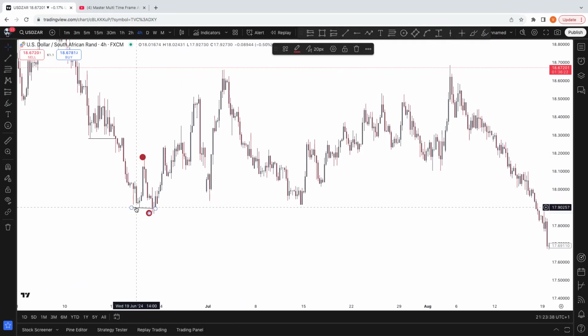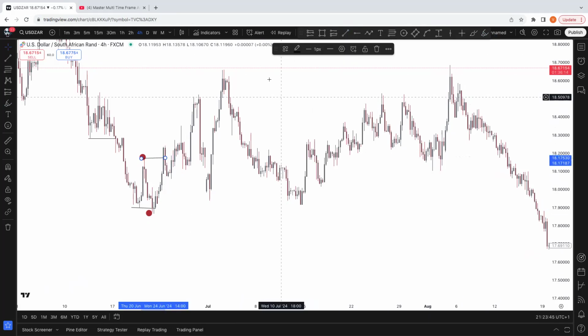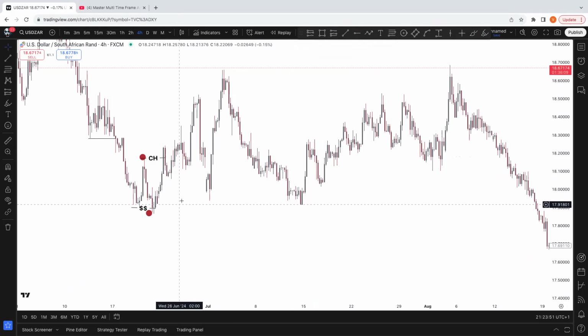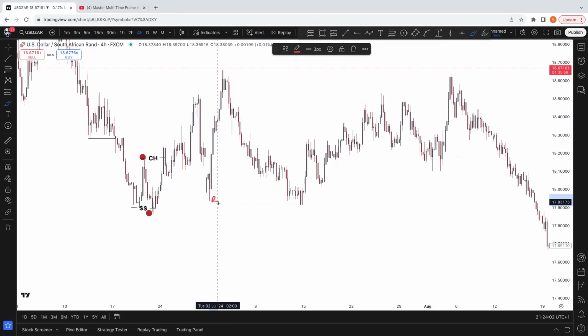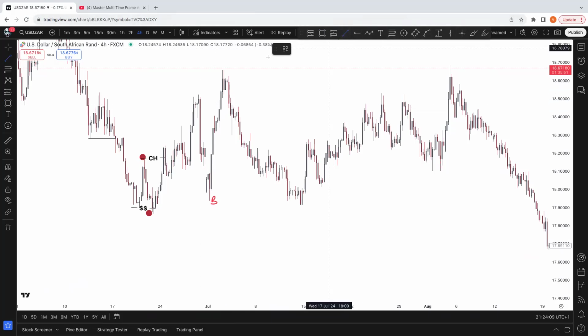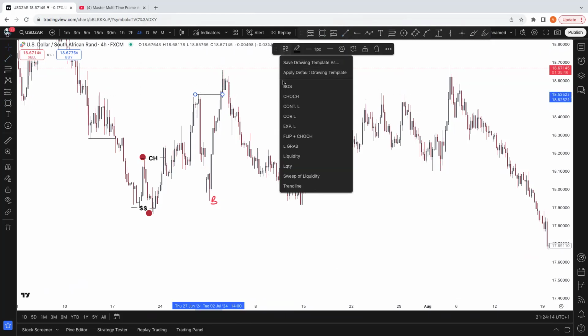But then we don't refer to this zone as a BOS anymore. Why? Because there was a change of character afterwards. So this is our change of character here. And then this zone here is now our sweep of liquidity, and price then went up to create a series of highs and eventually came down to give us our B, right? So price gave us our B, and look at what price did afterwards. After price giving us this B, it went on to create a new BOS, right? It went up to create a BOS this way.